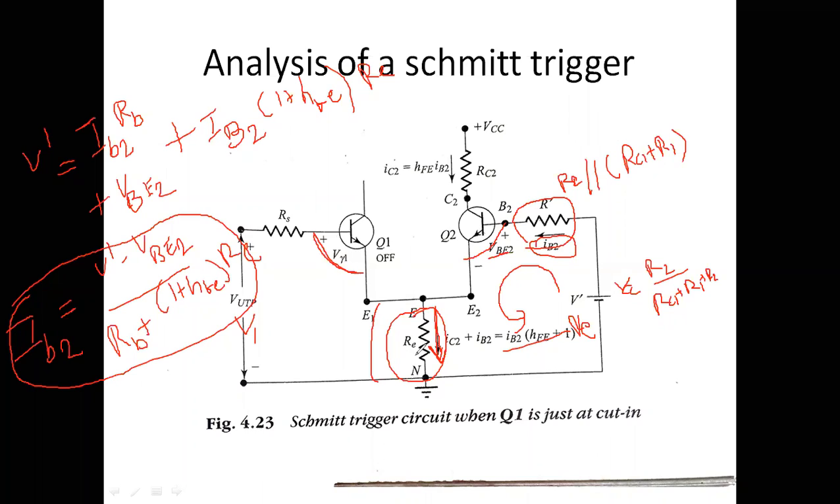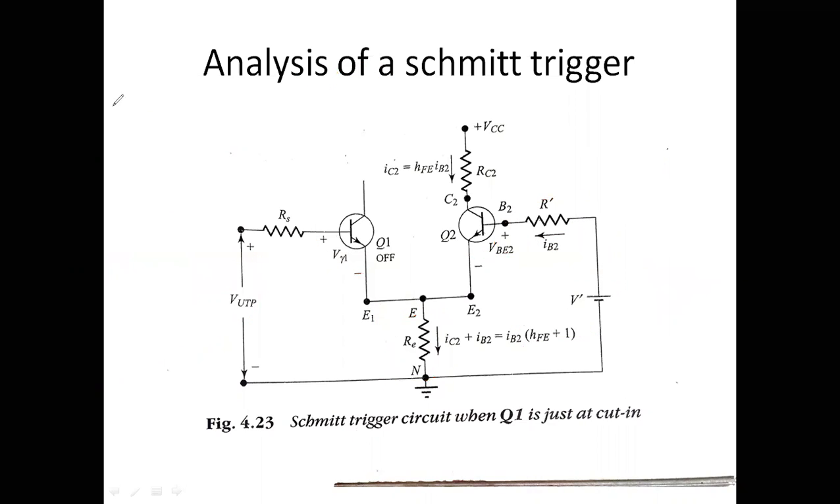So if we want to know the voltage across RE, we have to know the current. If you know the current into RE, you can get the voltage across this branch. That's why we found the IB equation. Once we know IB, now we go to our derivation. That is the upper triggering voltage, let it be V1.